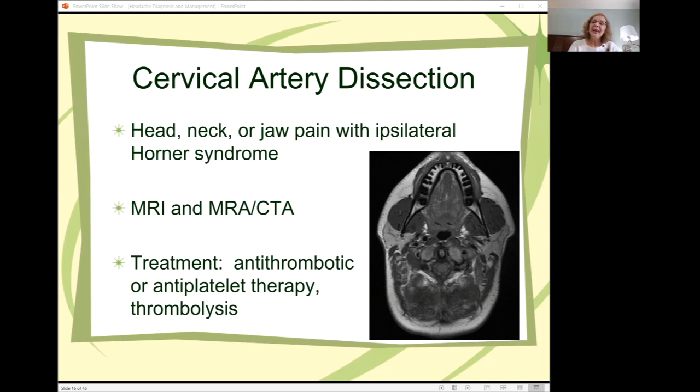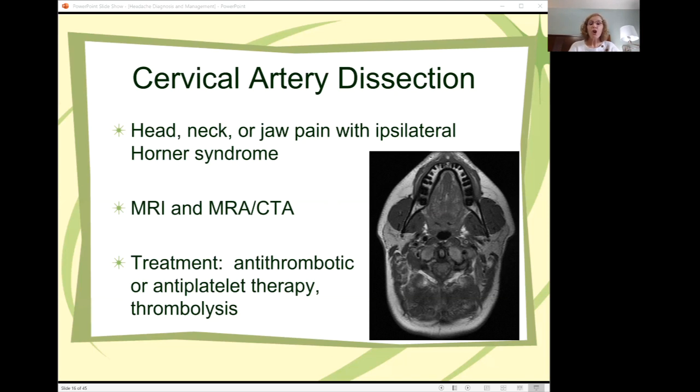Headache is one of the main symptoms, occurring in 70% of these patients. They may also report neck, ear, or jaw pain. Remember that the sympathetic fibers surround the internal carotid artery. So the head and neck pain associated with internal carotid artery dissection is often accompanied by a Horner syndrome.